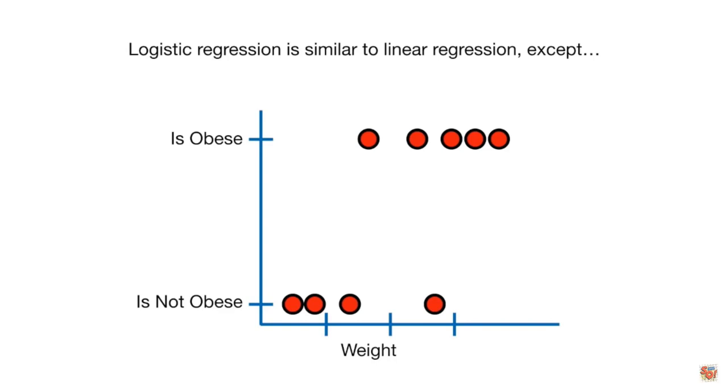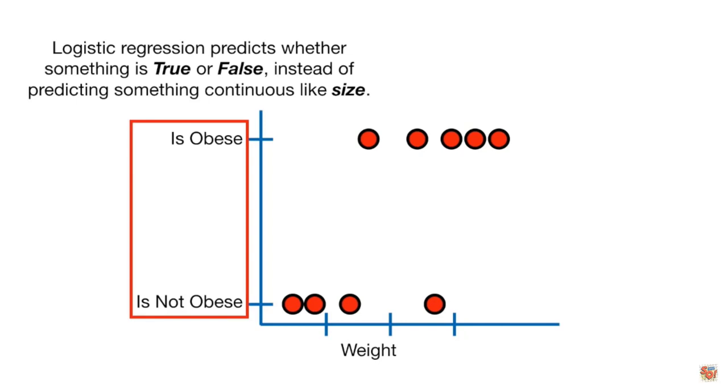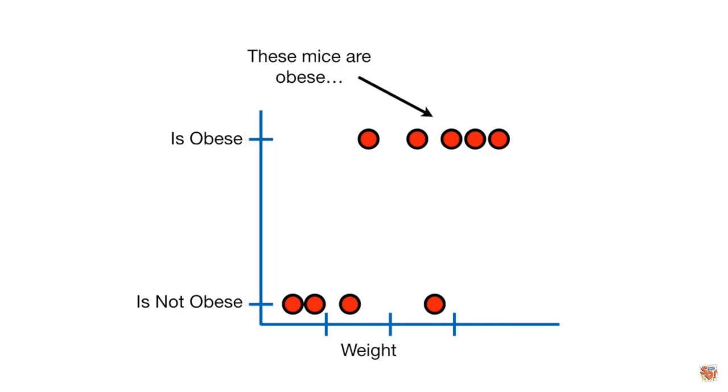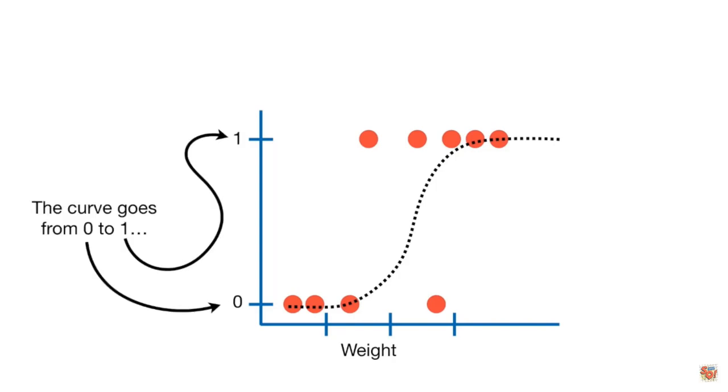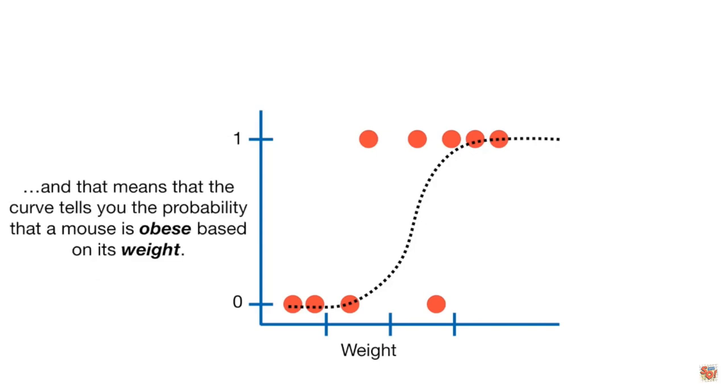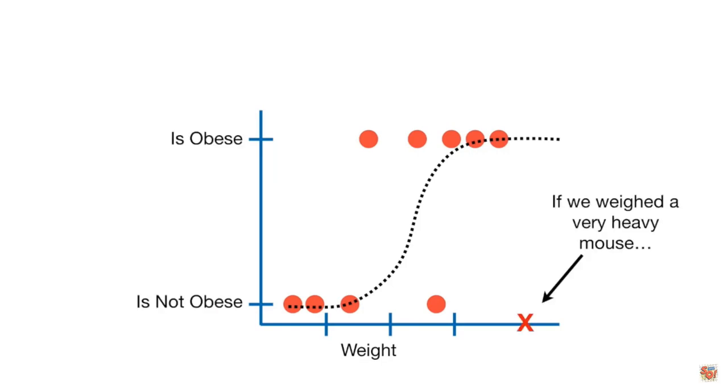Logistic regression is similar to linear regression, except logistic regression predicts whether something is true or false instead of predicting something continuous like size. These mice are obese, and these mice are not. Also, instead of fitting a line to the data, logistic regression fits an S-shaped logistic function. The curve goes from 0 to 1. And that means that the curve tells you the probability that a mouse is obese based on its weight.